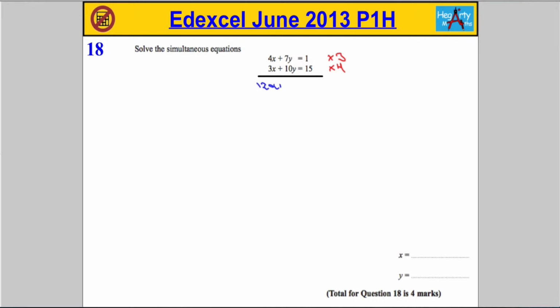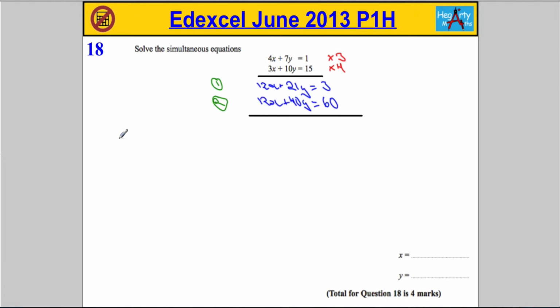12x plus 21y equals 3. And the bottom equation by 4, we're going to get 12x plus 40y equals, and 4 times 15 is 60. Let's draw another line underneath the equations. So suppose this is equation 1 here, and this is equation 2 here.